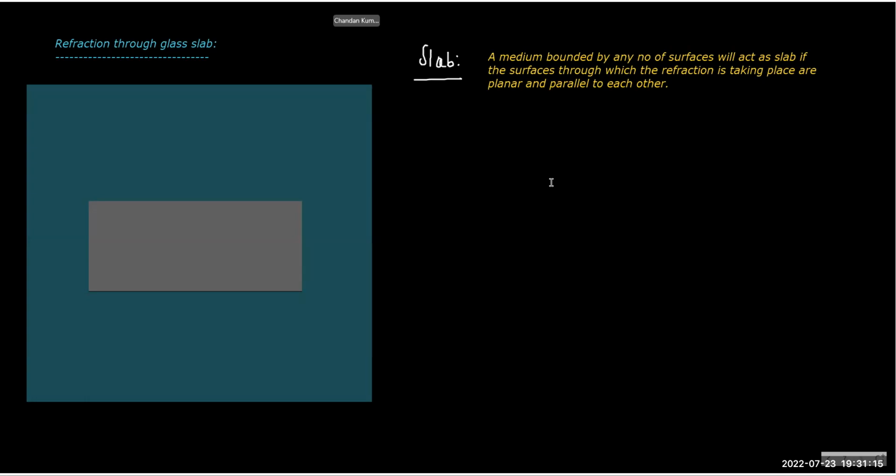What is a prism? It is the same as a slab, only the difference is that in a slab we have parallel surfaces, in a prism we have non-parallel surfaces through which light refracts. Do you realize this? Yes, sir. So for a medium to behave as a prism, what is the prerequisite? The surfaces are not parallel. That's it. But they should be plane.